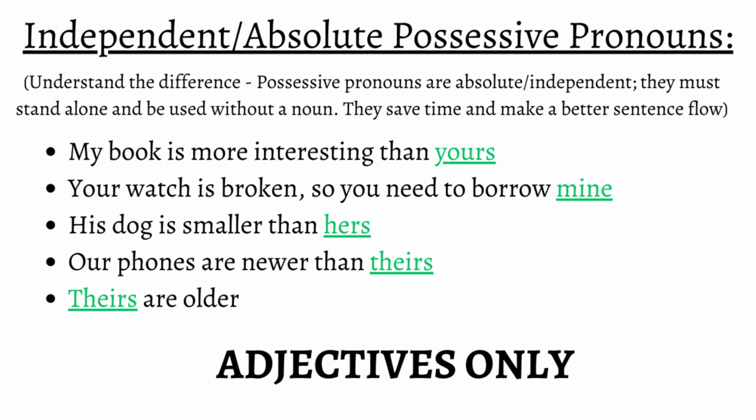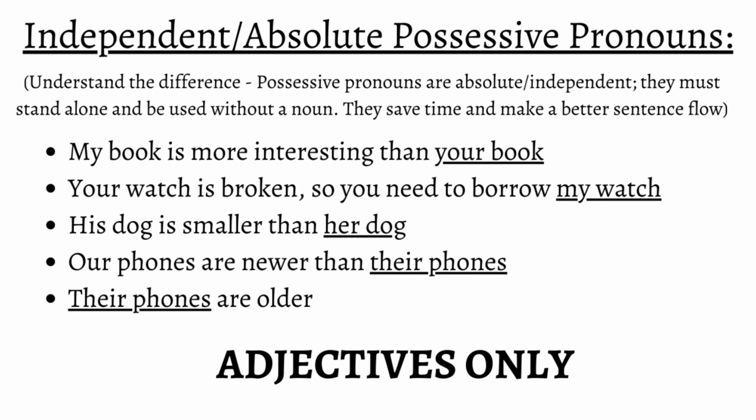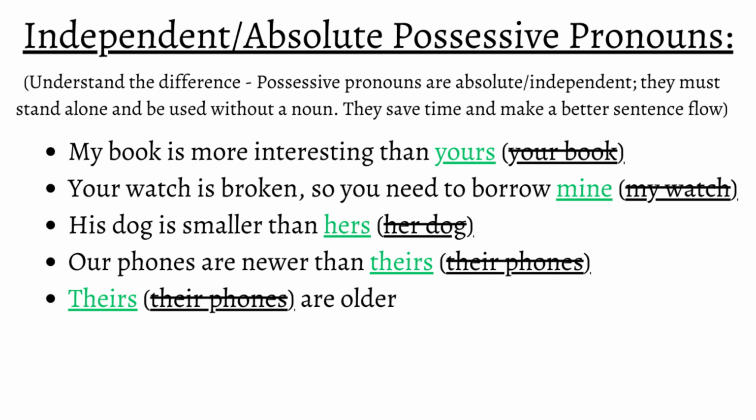Using adjectives only, we can technically say, more interesting than your book. You need to borrow my watch. Smaller than her dog. Newer than their phones. Their phones are older. Because we're using adjectives, we're repeating the same noun unnecessarily, so we need to use pronouns instead. Yours, mine, hers, and theirs. This is the purpose of independent or absolute possessive pronouns.